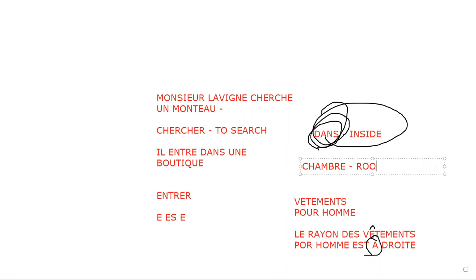Chambre, what does it mean? It's your room. Dans une chambre. I can say chambre. Salle is also your room. Salle. Sir, and what's élève? Élève is a student. Student. Élève. Repeat after me. Élève.